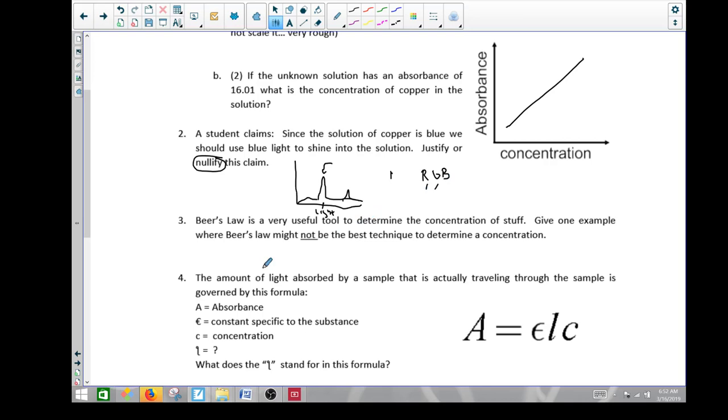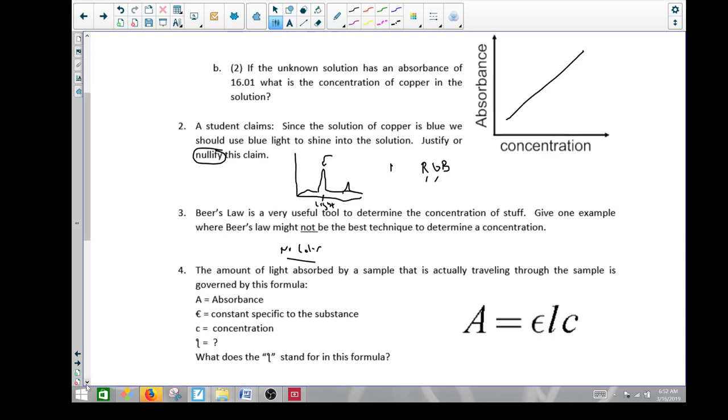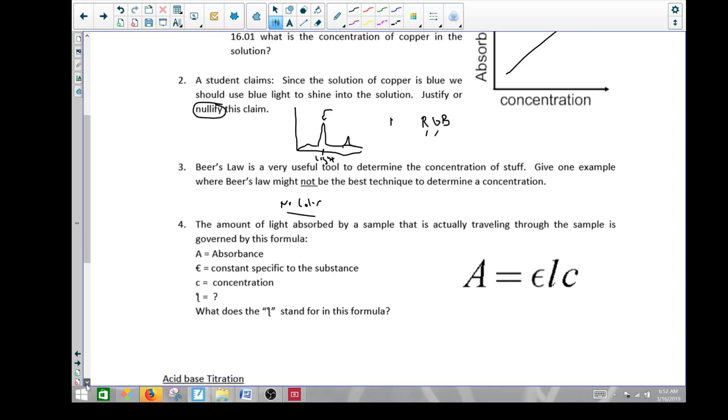Beer's law is a very useful tool for determining the concentration of stuff. Give one example where Beer's law is not the best technique. Essentially, the best option is one where there's color. Or maybe it's a solid. Solids would be less useful. Some solids could be dissolved, and then utilized.